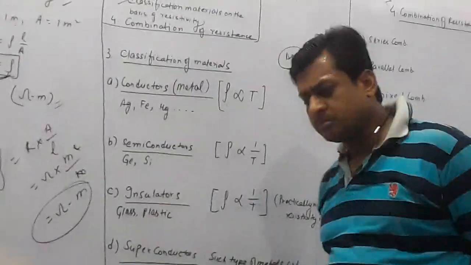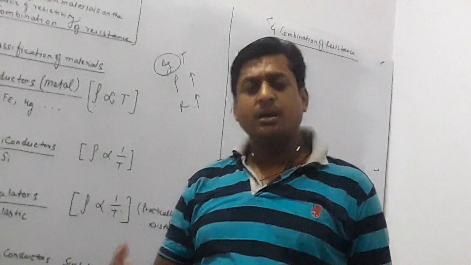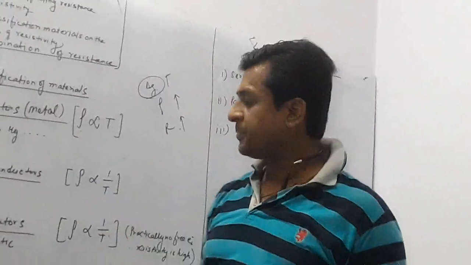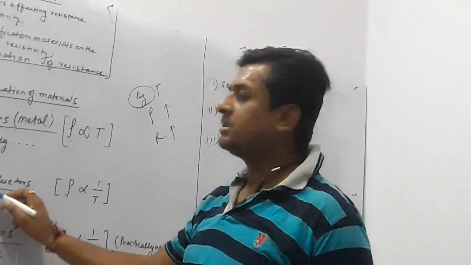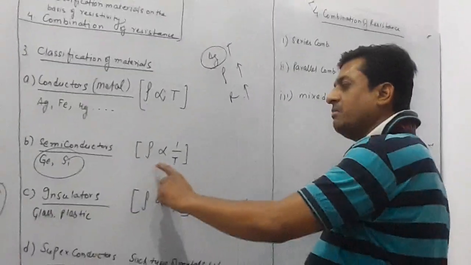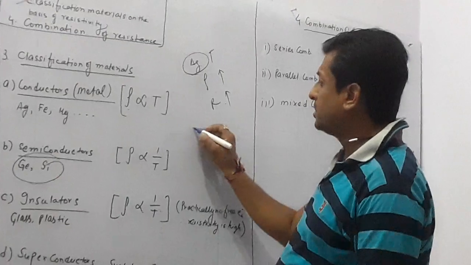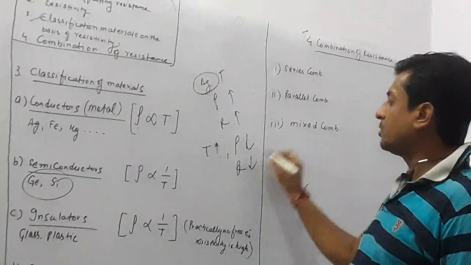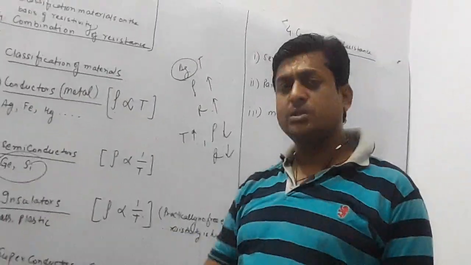Semiconductors are materials in which electric current flows partially, not smoothly. There are two examples, germanium and silicon. Here, resistivity varies inversely with temperature. Meaning, if temperature increases, resistivity decreases. Same for resistance also. And the third one is the insulator.